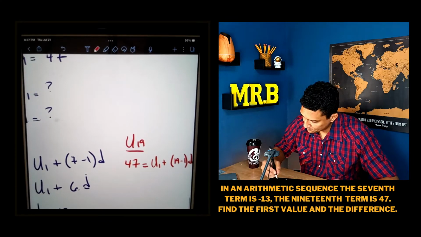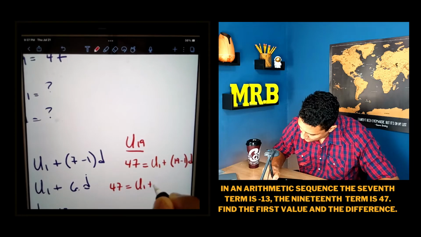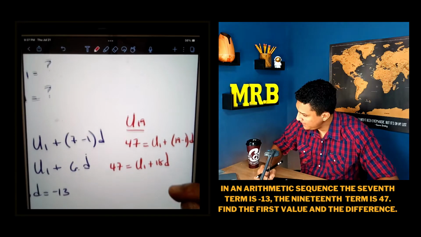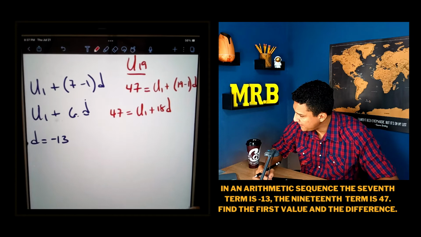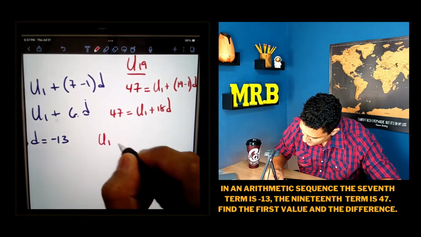So I'm going to simplify here. 19 minus 1 is 18. And here I have the second equation. I'm going to just write it.